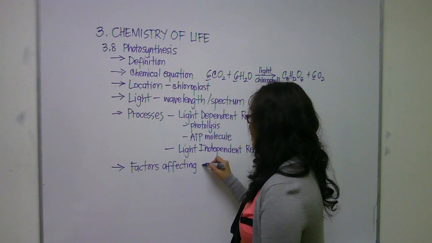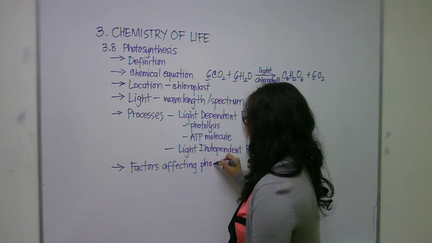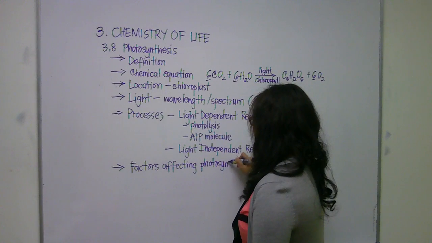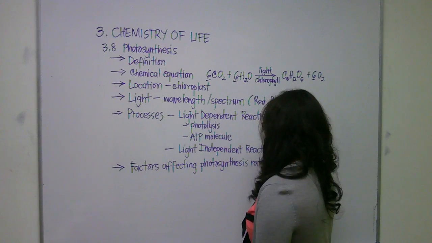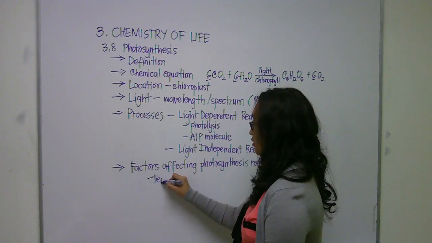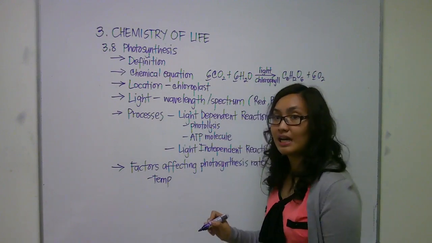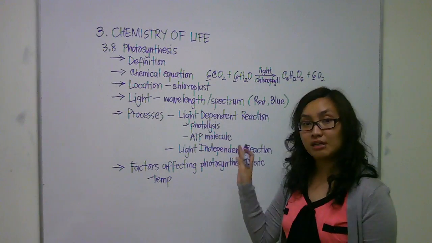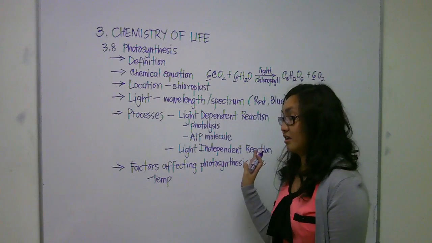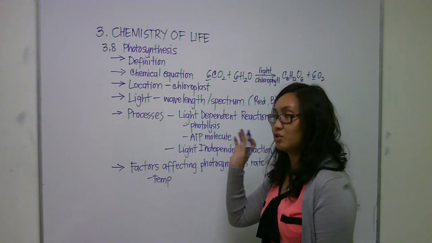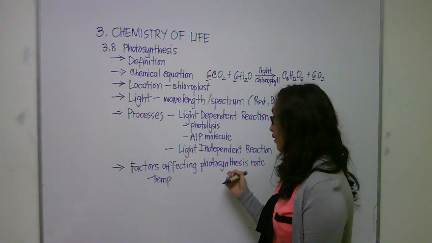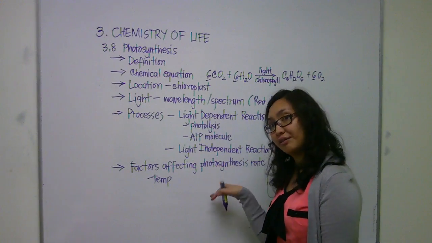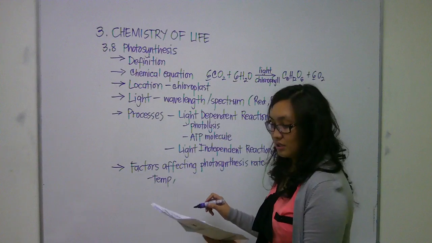So the rate of photosynthesis is being affected by several factors, such as temperature. Okay, just like in enzymes, as the temperature increases, the rate of photosynthesis is increasing as well. But as the temperature further increases, it can denature the enzymes that are involved in the process of photosynthesis, therefore decreasing the rate.